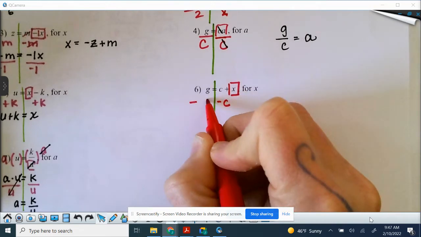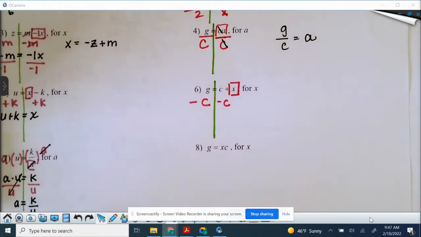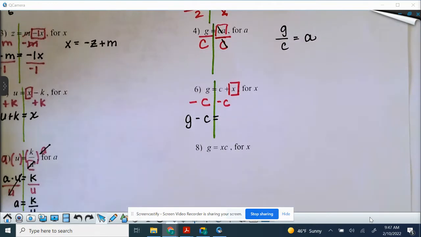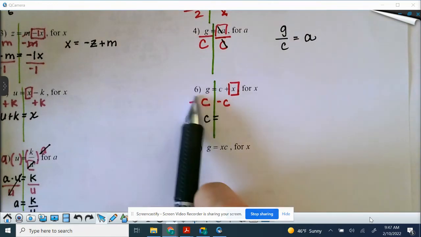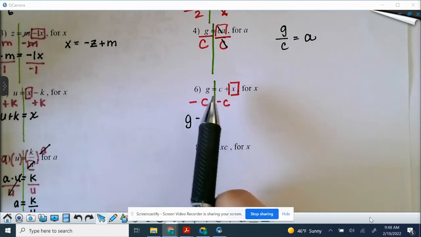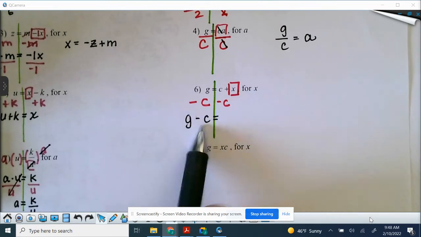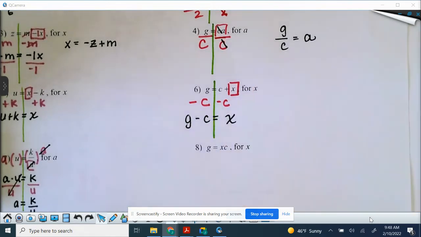So minus C. Again, G and C are not like terms. And I found that when we have this conversation and do it together, nobody has a problem with that. But as I've mentioned before, people start writing this all kinds of crazy ways. So think about the operation you just used, subtraction. So then all that's saying is you're going to subtract C from G. And that's all you have to write in your next step. So equals X. Is X by itself? It is. So you are good to go.